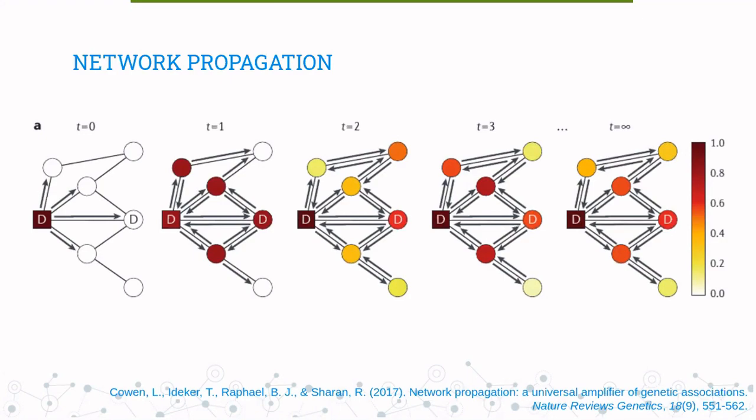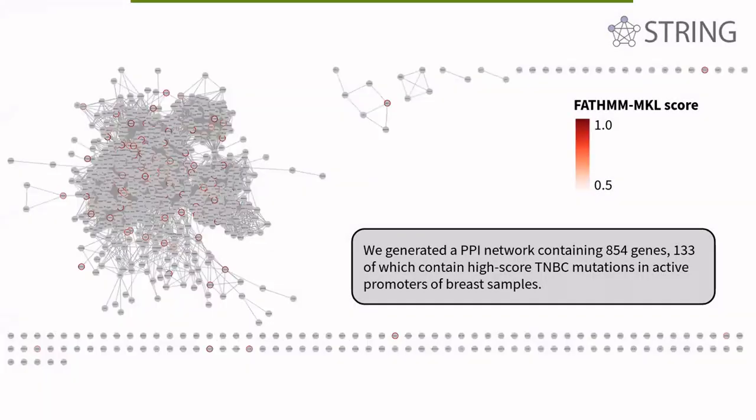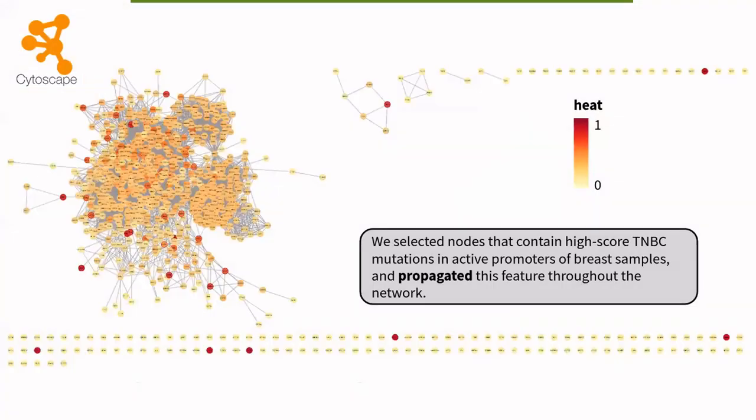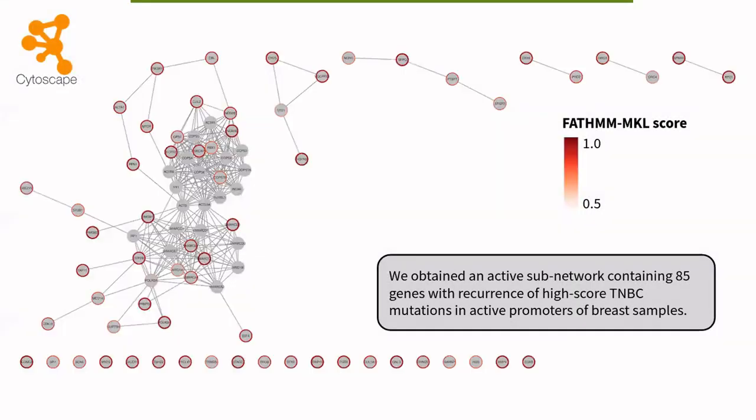Using the STRING database, we generated a protein-protein interaction network of the 354 master regulators and their 500 first shell interactors. After selecting genes containing high-score TNBC mutations and propagating that feature throughout the network, we filtered it to obtain an active subnetwork with the 10% hottest nodes.